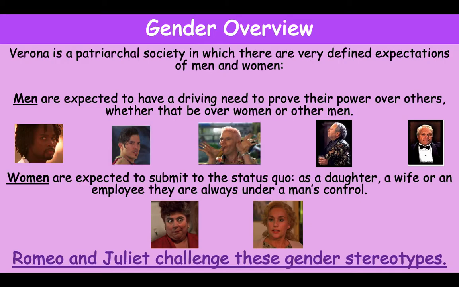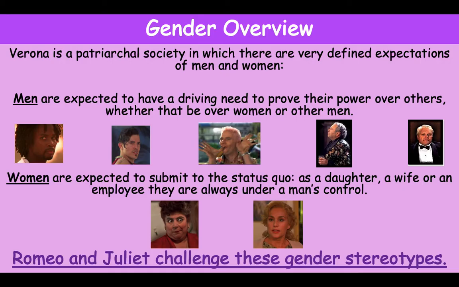So first of all, if you get a question based on gender in some way, I think it's really important to initially highlight your understanding of Verona as a society, and that it is a patriarchal society, and therefore women and men have very defined roles or defined expectations. Men are expected to have a driving need to prove their power over others, whether that be over women or other men. And we see that in Mercutio, in Tybalt, Samson, and Lord Capulet and Lord Montague.